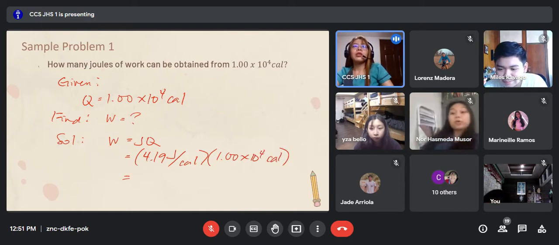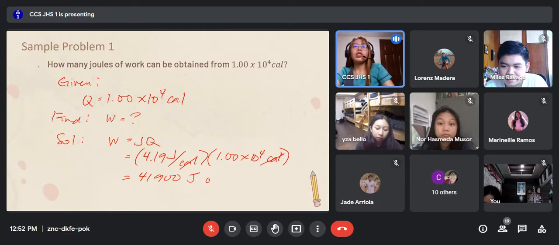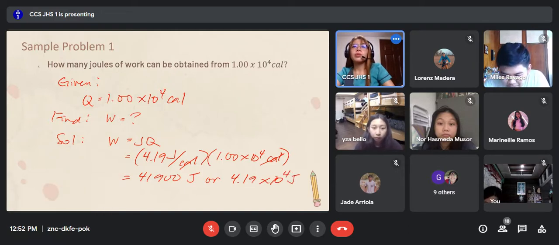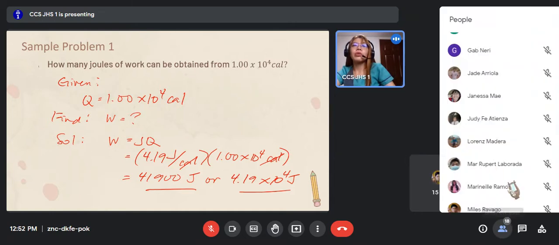So the answer is, how much? 41,900, right? So cancel out calorie and then joules. Or it can be in scientific notation, 4.19 times 10 to the power of 4 joules. They are the same. This one is in decimal and this one is in scientific notation. Since you moved 4 places to the left, that's why it is times 10 to the power of 4.